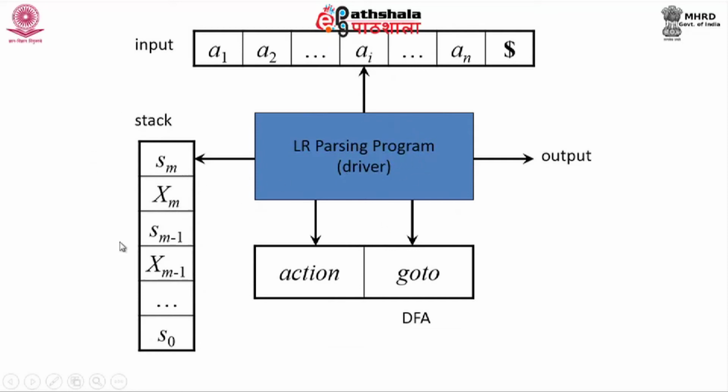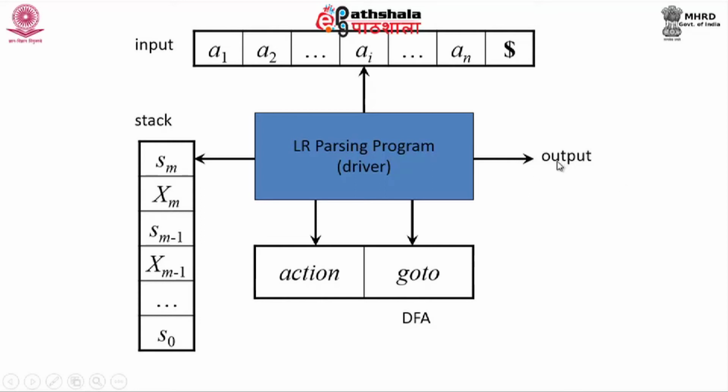You have a stack. The stack has symbols and states. The input has symbols, terminals A1 to AN, again terminated by a dollar. There is a parsing table here which has two sections, action and goto, and this is typically what we call a DFA, what we represent as a DFA, but you can also represent it as a table. So, the program looks at the input, uses the stack and the parsing table and checks whether parsing is successful or not. That is your output. So, the output will be a successful parse and you will have a parse tree if it is successful.